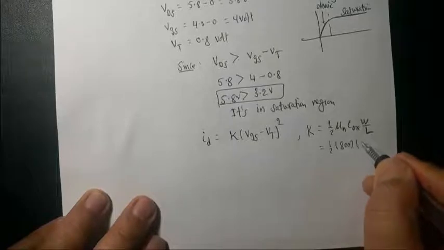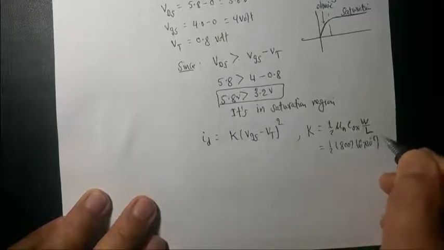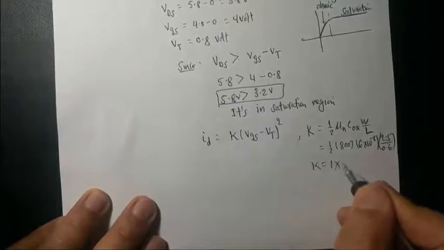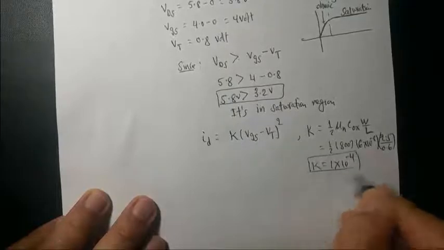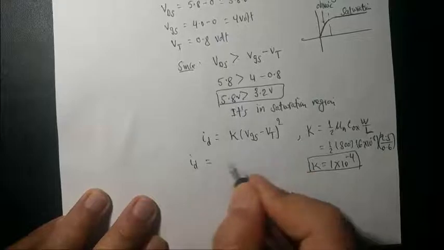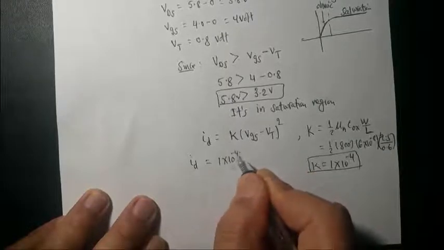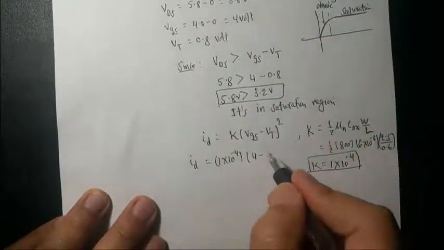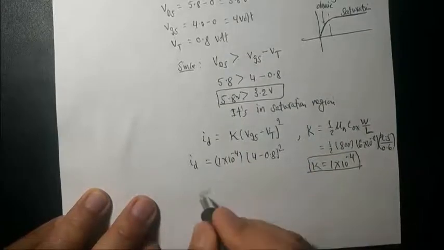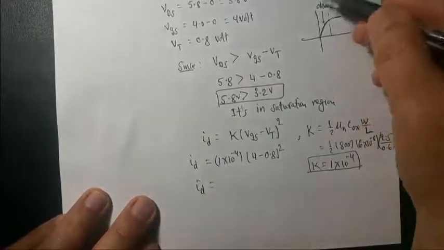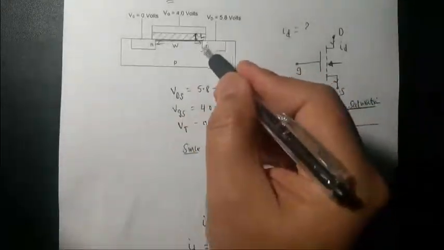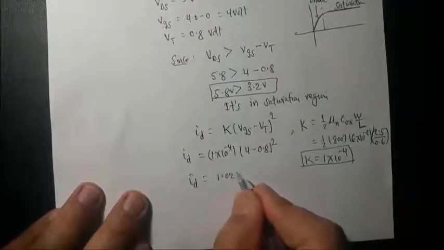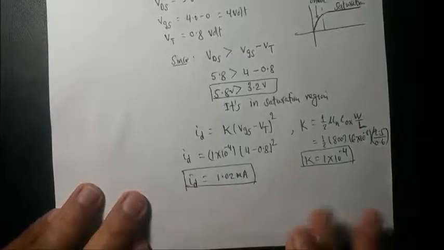So I'm just putting in all the given values. 2.5 divided by 0.6, same unit. So K is this, and I'll just put it here. K is 1 times 10 to the power negative 4. Gate source voltage is 4 volt. The threshold voltage is 0.8 volt, and there's a square. So ID, the drain current through this channel, is just around 1 milliamp. So that's how you should solve it.